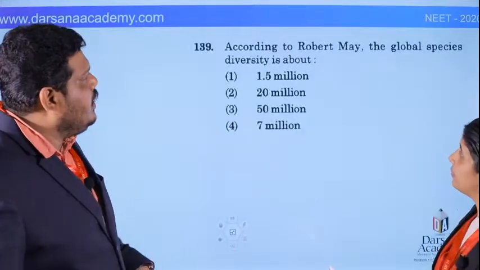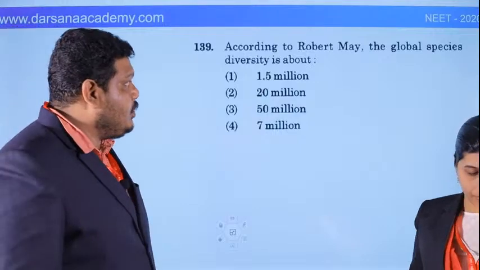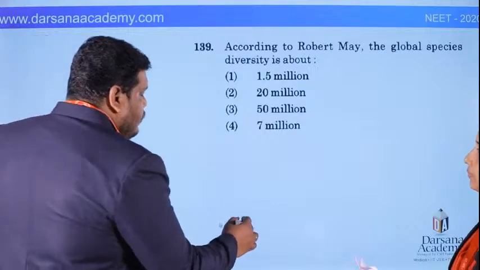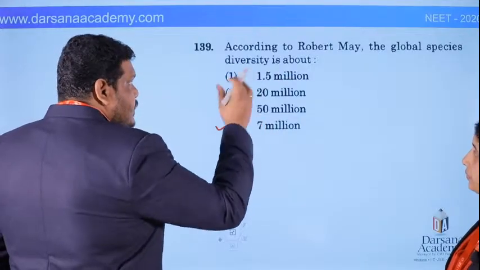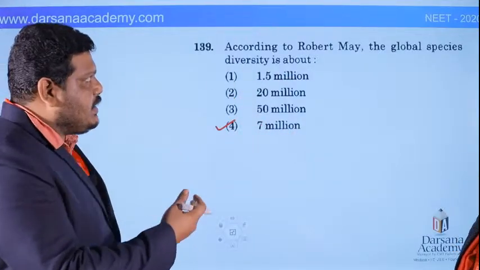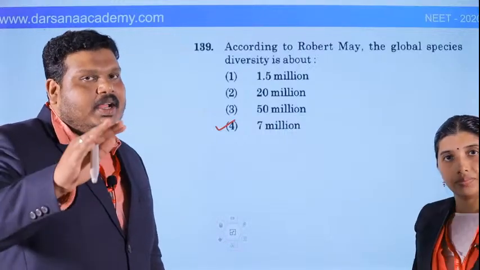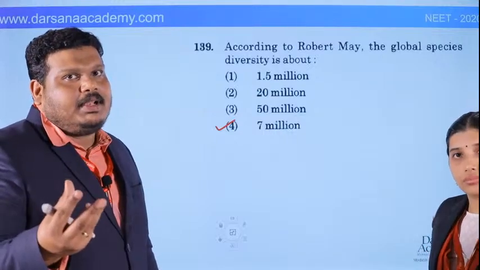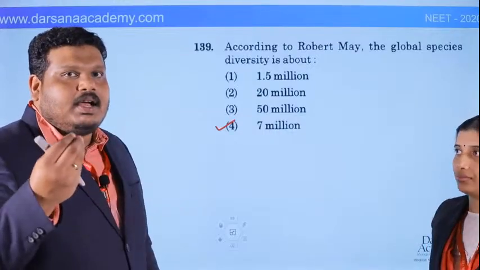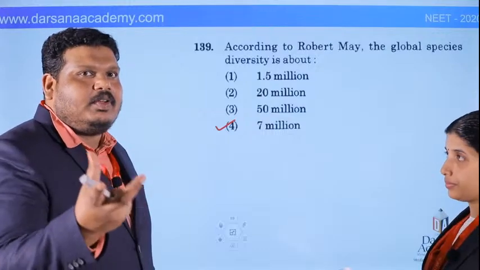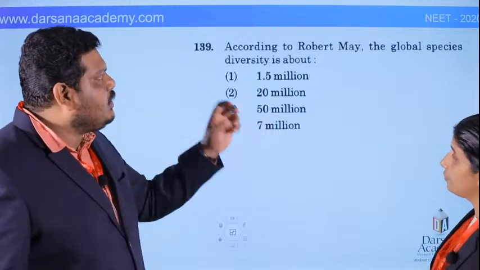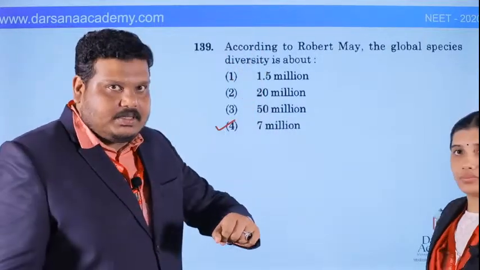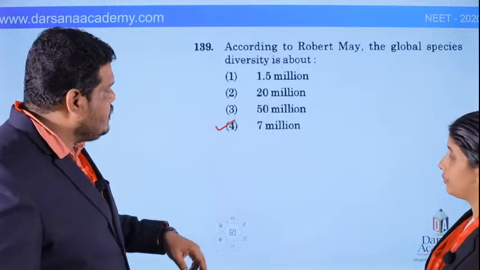According to Robert May, the global species diversity, though this is not accepted by IUCN, is 7 million. A single person is mentioning that 7 million organisms, that means diversity of species, are there. That is not quite acceptable for the IUCN. IUCN is the International Union for Conservation of Nature and Natural Resources. So 7 million is not considered. According to IUCN, 1.5 million are there, but 7 million is by Robert May's assumption of the number of varieties of species on this earth.